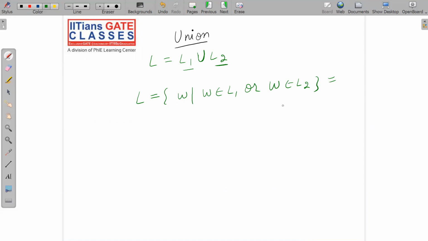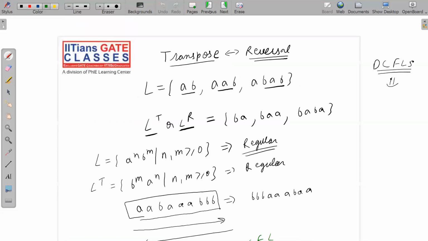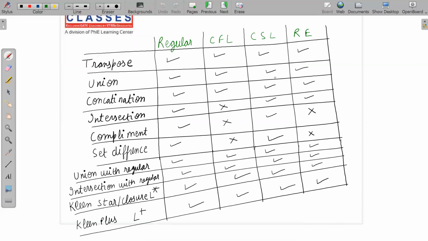Okay, so how can I prove that all languages are closed under union operation? Let me give you some idea. Of course, there is an exception, DCFL. DCFL is not closed under union operation. I will give you an idea about it in subsequent lectures when I will discuss DCFL. But presently, whenever I say all types of languages, I am considering only these four languages. Okay, so all these languages are closed under union operation.